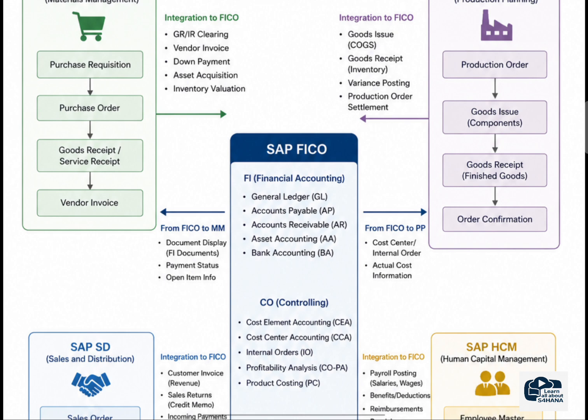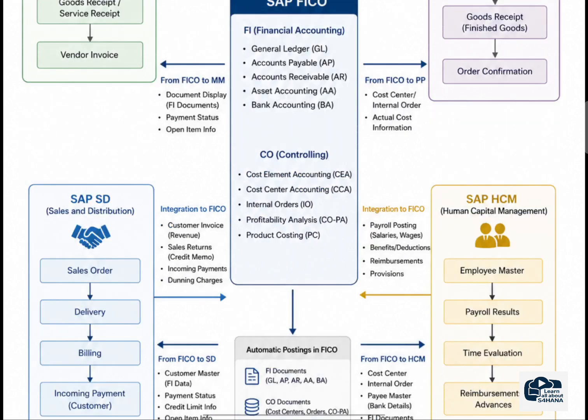And this concept is the variance posting. This variance posting is used to find the actual cost and the estimated cost after the production is done. So basically, the benefits of integration from PP to FICO are real-time manufacturing cost tracking, identifying variance analysis, and accurate product costing. That is the need for doing this integration.